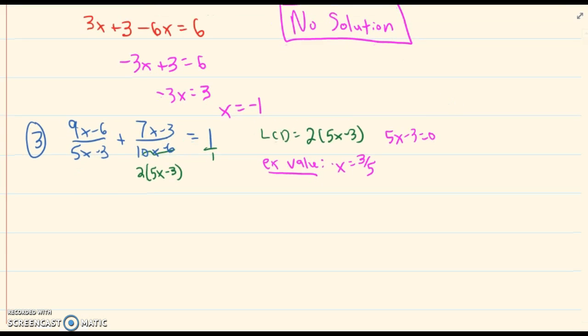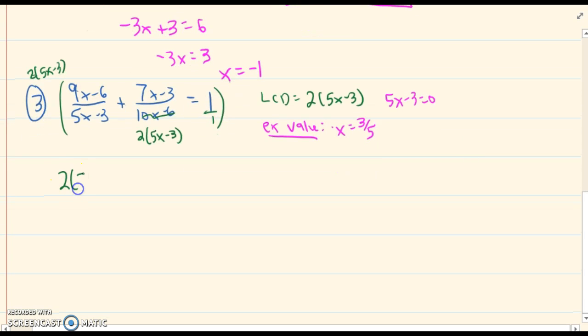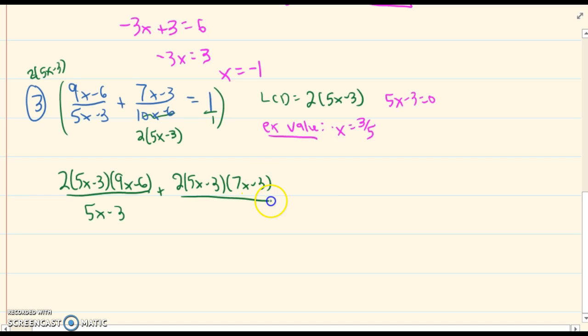Okay, so now that we know our LCD and our excluded values and what to be on the lookout for, I'm going to take each fraction and multiply it by 2 times 5x minus 3. Again, I'm not really going to do a whole lot of multiplication right now because I know some things are going to cancel. And that's really what I want. Oop. And I have to actually multiply. There we go. Kind of skipping a step here. My apologies. And so that denominator is 2 times 5x minus 3. And that equals 2 times 5x minus 3 all over 1.